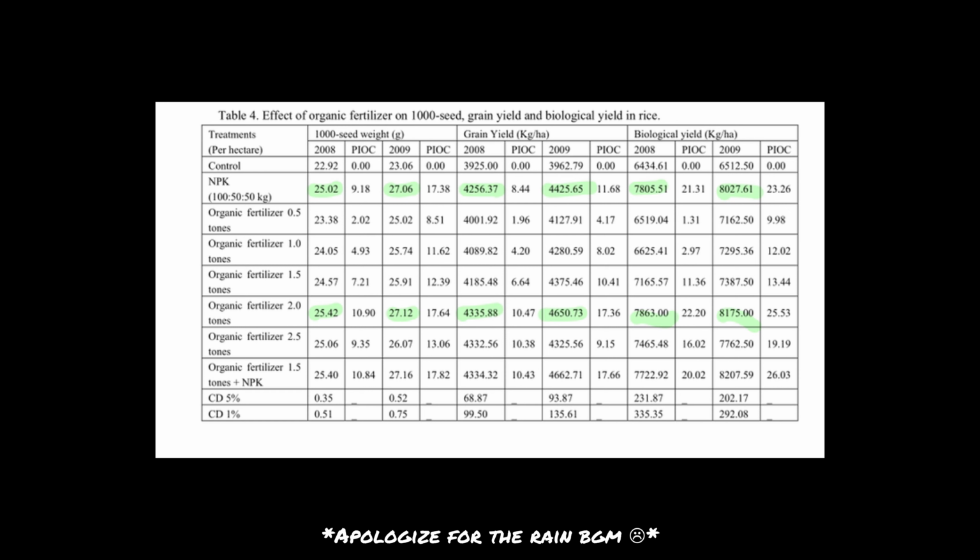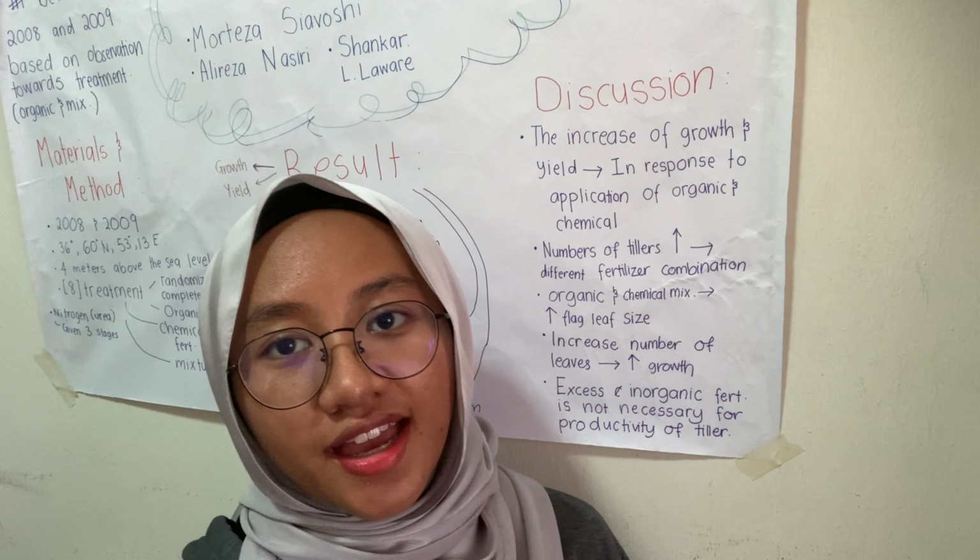The fourth table shows the effect of organic fertilizer on 1000 seed, grain yield and biological yield in rice. Okay, for the last table, the effect of organic fertilizer. Okay, this one, the mixture got it all, meaning that they got the highest number for the data, for the amount of 1000 seed weight, grain yield, and last but not least, the biological yield in 2009.